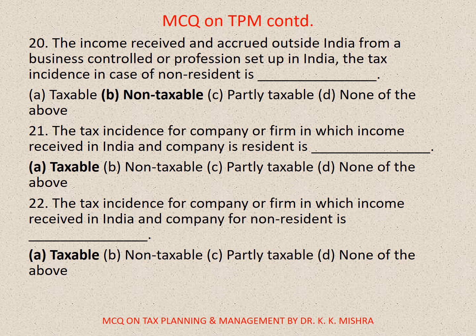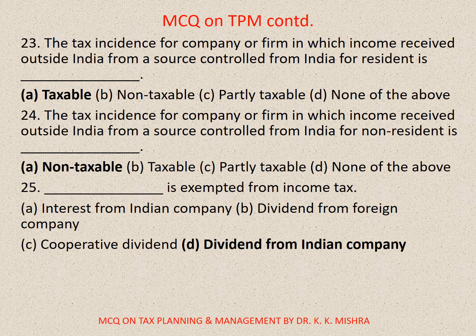22. The tax incidence for company or firm in which income received in India and company for resident is dash. A. Taxable, B. Non-taxable, C. Partly taxable, D. None of the above. Correct option is A. Taxable.